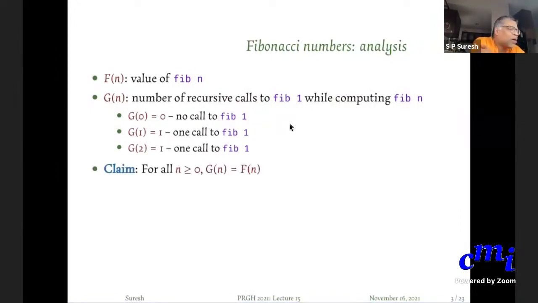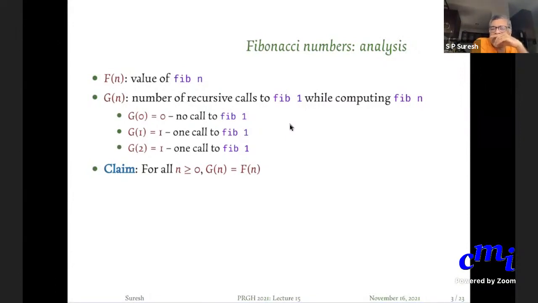And the claim is that for all n greater than or equal to 0, g of n equals f of n. Can somebody tell me why? The claim is true for 0, 1, 2. What about others? It's a simple induction. So what is g of n? The number of calls to fib 1 in a call of fib n. But what does fib n do?